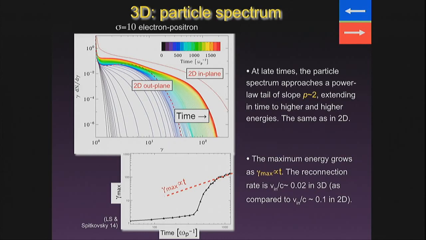This is the spectrum from the 3D simulation. Over time, it increases its maximum energy. The slope is a little bit steeper than the result from 2D. As I said, from 2D, you have a slope around 2. This is 2.3. But the qualitative behavior is very similar. And once again, the maximum energy increases linearly with time. The only quantitative difference is that the rate at which you're dissipating the magnetic energy in 3D is about 0.02 of the speed of light as compared to 0.1 that you have in 2D. So in some sense, the process is less efficient in 3D, less fast, but qualitatively looks very similar.